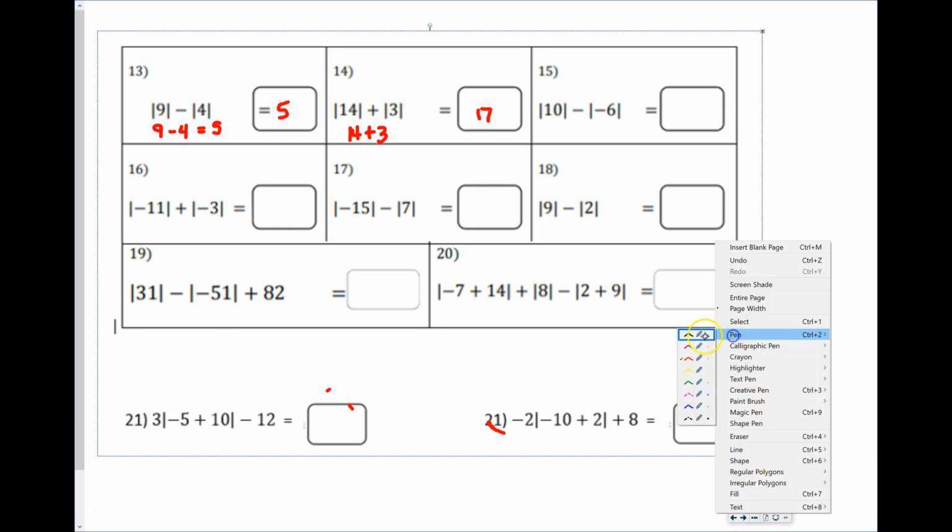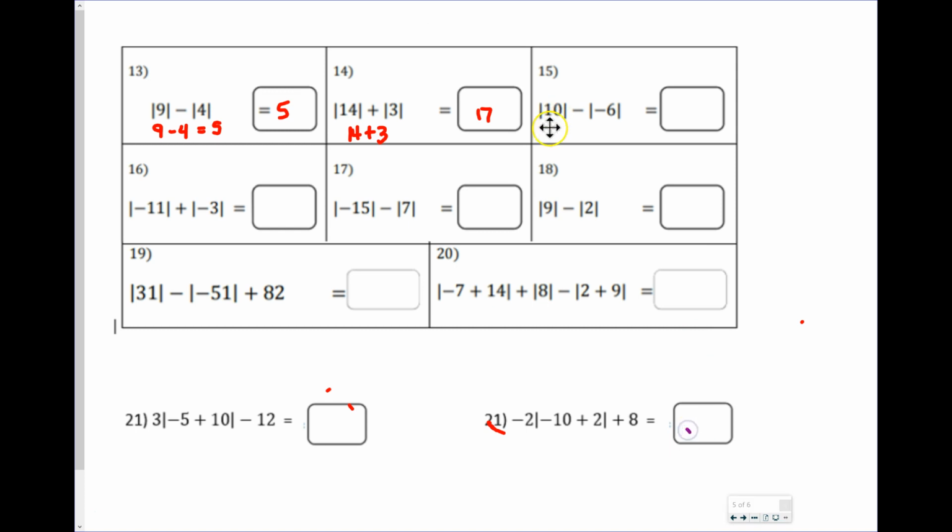Number 15 is a little harder. Number 15, I'm going to simplify the absolute value of 10 to give me 10, and again, sometimes it helps to cross stuff off once you've simplified it. Bring that minus sign down. The absolute value of -6 is +6, and then 10 minus 6 is 4.